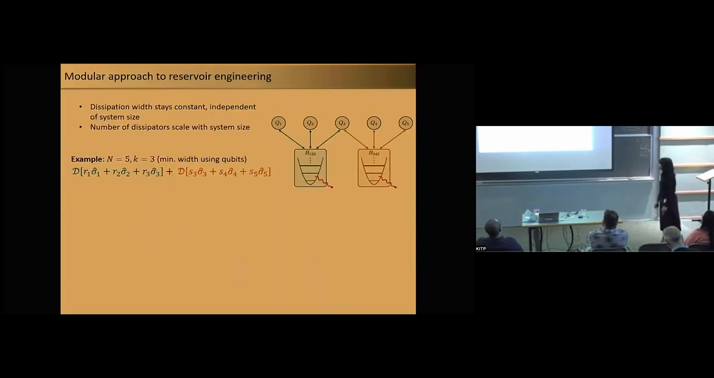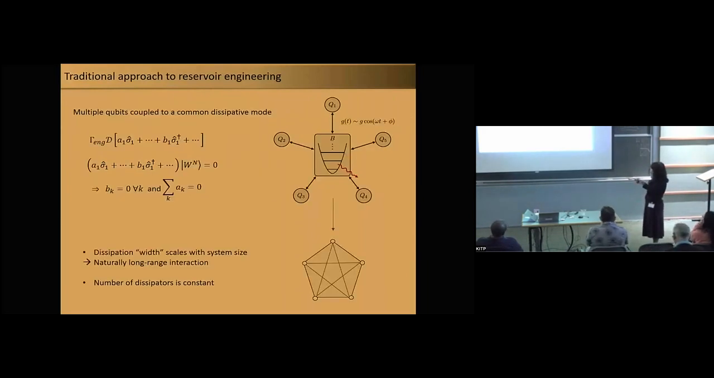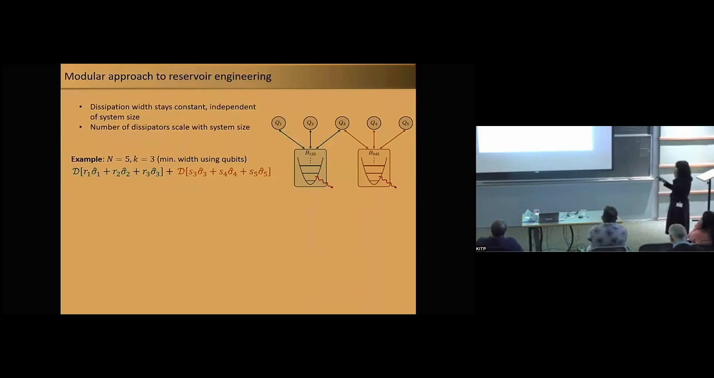So what we did instead was take a modular approach to reservoir engineering, where we said, okay, what if we actually make the dissipation width constant and make the number of dissipators scale with system size? So let me try to explain this a bit. Imagine that instead of 5 qubits all coupled to the same mode, I make a dissipation engineering arrangement where I have 3 qubits coupled to a dissipative bosonic mode, and the third qubit is shared with the second mode, and the third, fourth, and fifth qubits are talking to the second bosonic mode.